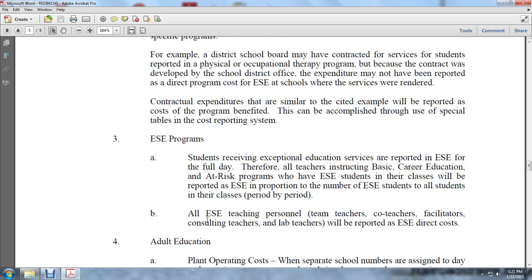For the ESE program, students receiving exceptional education services are reported by the ESE for a full day. Therefore, all teachers of instruction in basic, career education, and at-risk programs with ESE students in their class will be reported in the ESE portion according to the number of ESE students to students in all of the classes, period by period. All ESE teaching personnel, team teachers, co-teacher facilitators, counseling teachers, and lab teachers will be reported as ESE direct costs.